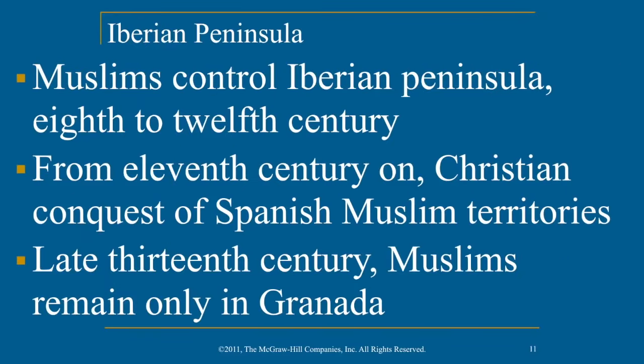On the Iberian Peninsula, specifically the areas of Spain and Portugal, Muslims control the Iberian Peninsula from the 8th to 12th century. From the 11th century on, Christian conquest of Spanish Muslim territories happens. Christians see the domination of Spain as an incursion into Christian territories, especially for many of those people living in Western Europe. They saw that as a land of Christianity, and the Christians try to conquer Spanish Muslim territories. By the late 13th century, Muslims remain only in Granada in Spain.